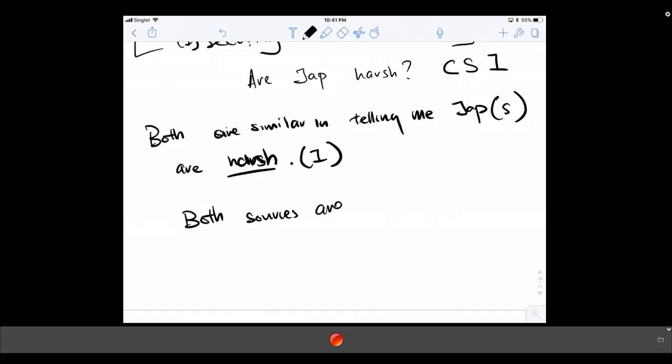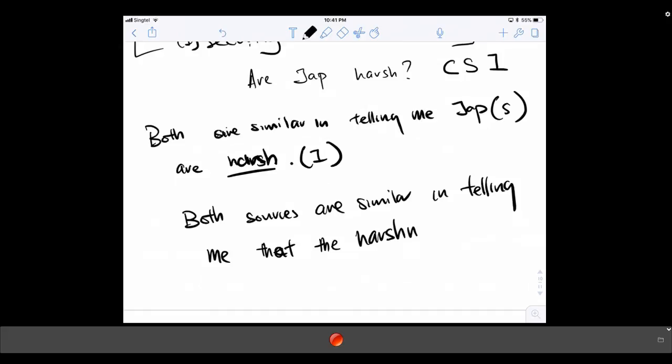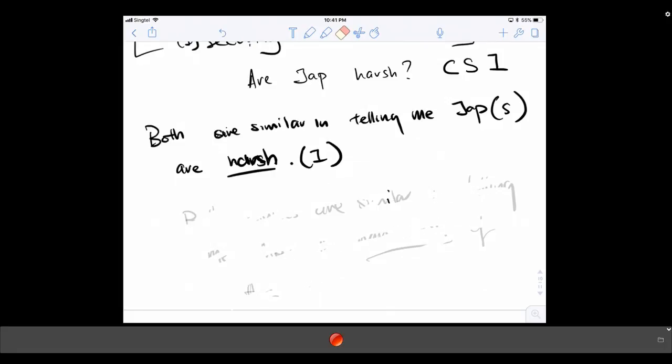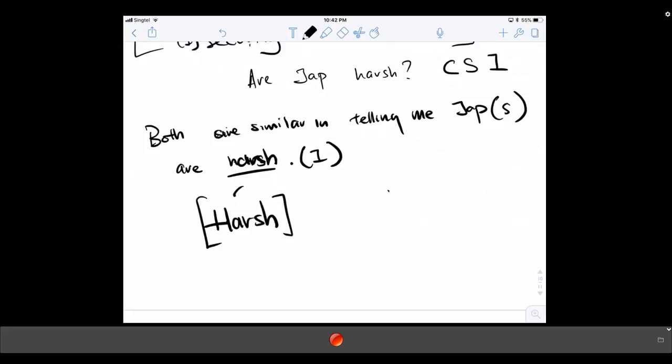are similar in telling me that the harshness of the Japanese. Okay, this is kind of wrong. Let's rephrase this. In a sense, when you look at this thing, what is actually the criteria? The criteria becomes the inference. So the criteria now becomes the harsh. Okay, this becomes the C.